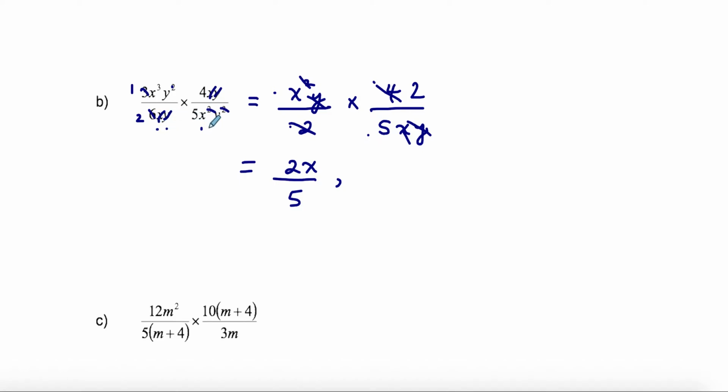So any x or y at any time, if they had been 0, we would have been dividing by 0. So we have to state that restriction.